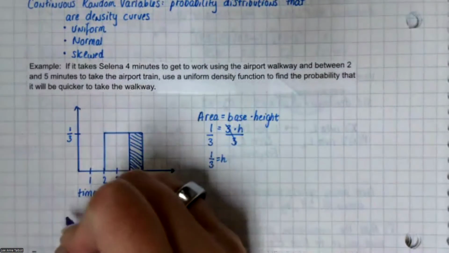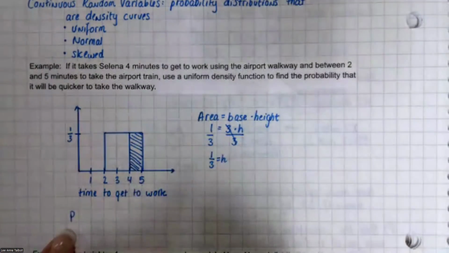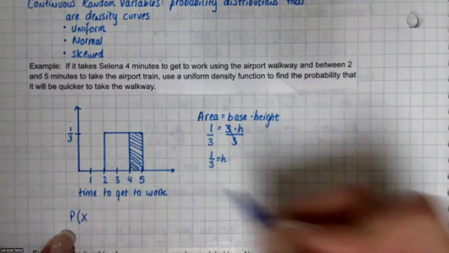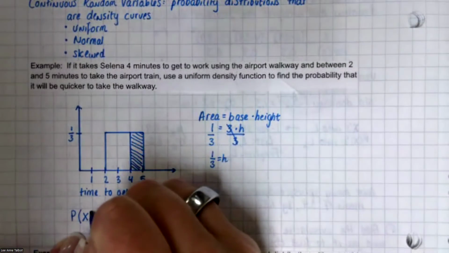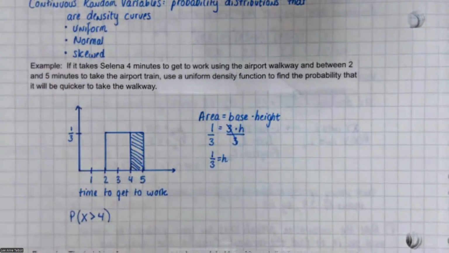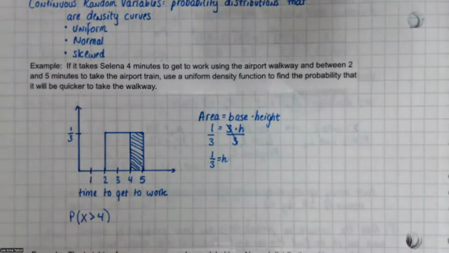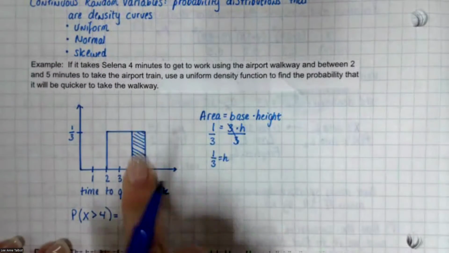Now, the actual thing I want to teach you in this lesson is notation. You did some notation in your homework for 6.1a, but we want to say the probability, and I'm just going to say X because I'm a math teacher, so that's my variable of choice, but X is greater than 4. If the time is greater than 4, then she should take the walkway. Does that make sense?